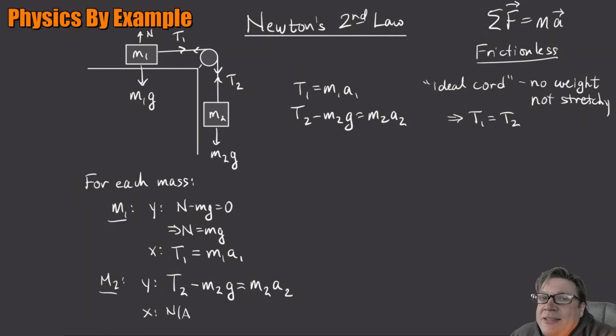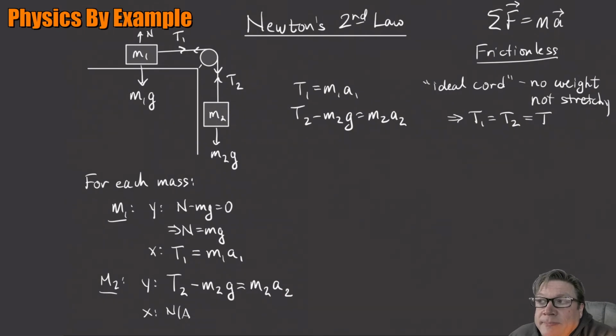So what we can say is that the magnitude of T1 is equal to the magnitude of T2. So in that case, let's just call it T. So all the pulley does is redirect it. It's the same force, same magnitude of force, different direction, right? But we're taking the directions into account with our plus and minus signs, so it's the same magnitude. So instead of T1 and T2, I can just call it T. All right, that's simplification number one.